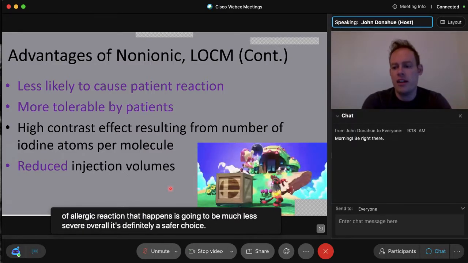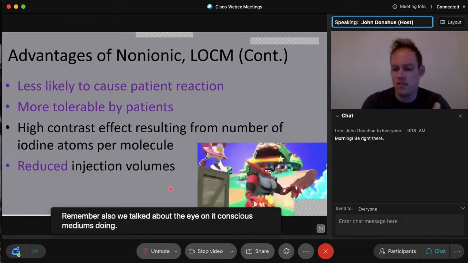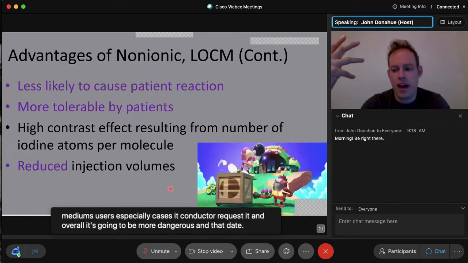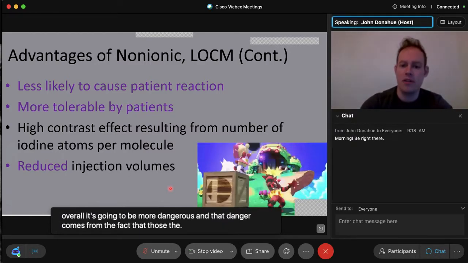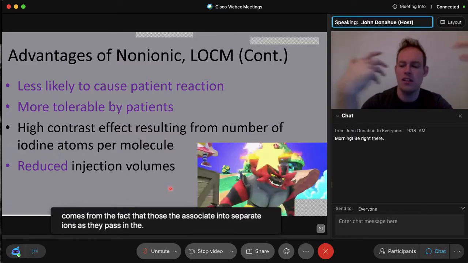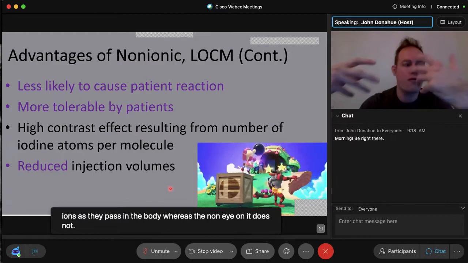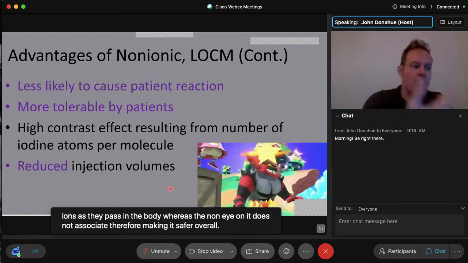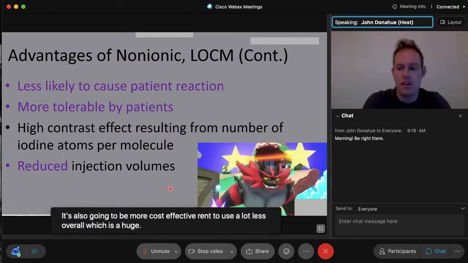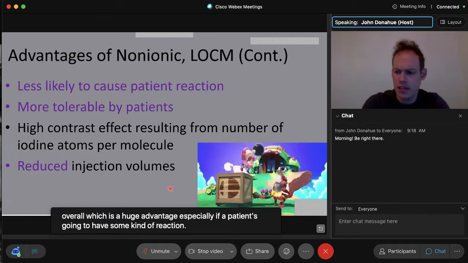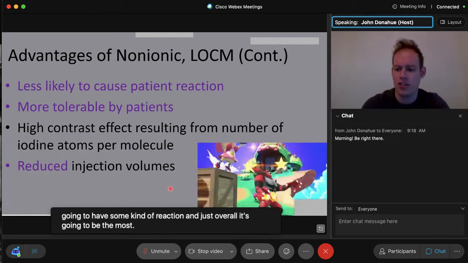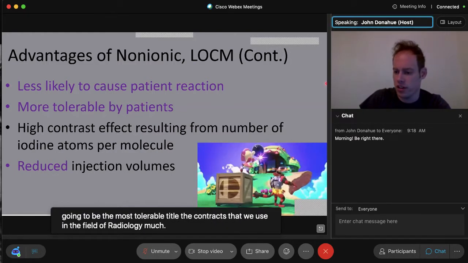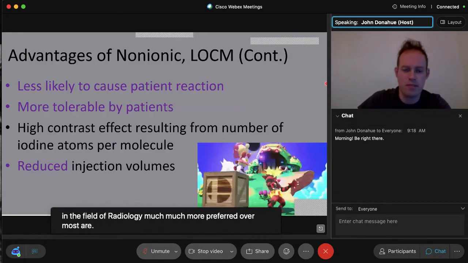Now, if you remember also, we talked about the ionic contrast mediums. We do use those in special cases if the doctor requests it, but overall, it's going to be more dangerous. And that danger comes from the fact that those dissociate into separate ions as they pass through the body, whereas the non-ionic does not dissociate, therefore making it safer overall. It's also going to be more cost-effective. We're going to have to use a lot less overall, which is a huge advantage, especially if the patient's going to have some kind of reaction. And just overall, it's going to be the most tolerable type of contrast that we use in the field of radiology. Much, much more preferred over most of our contrast mediums.